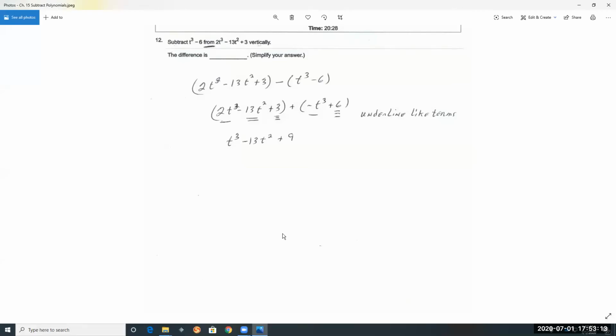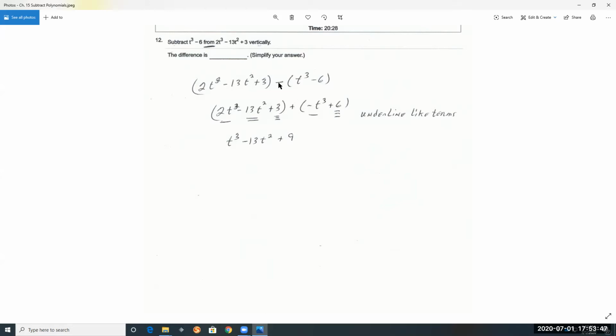Working in chapter 15, we're going to operate on polynomials. The first example is to subtract one polynomial from the other. Students misread this problem. It says subtract this polynomial from this polynomial, which translates to writing this polynomial first, 2t cubed minus 13t squared plus 3, minus the first polynomial, which is t cubed minus 6.